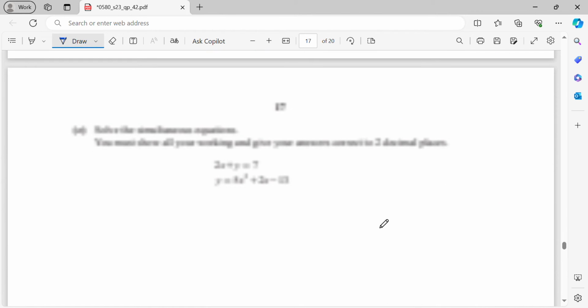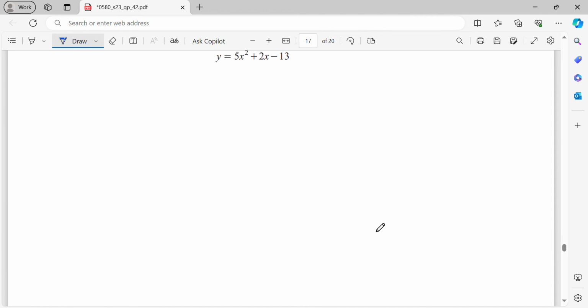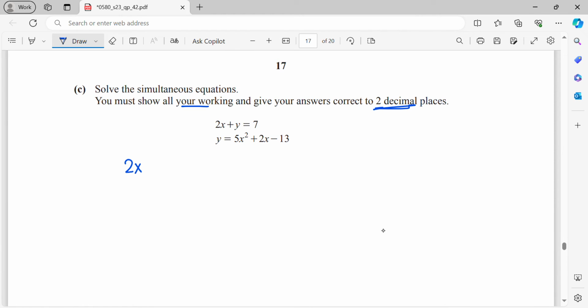Okay, now next question, C. Solve the simultaneous equations. You must show all your working and give your answer correct to 2 decimal places. Okay, so now 2x plus y equals 7. And y equals 5x squared plus 2x minus 13. So now, from here, I will say y is 7 minus 2x. This is my first equation and second equation.